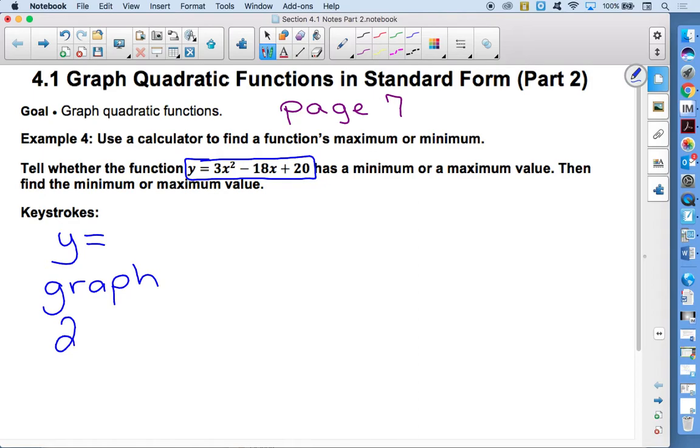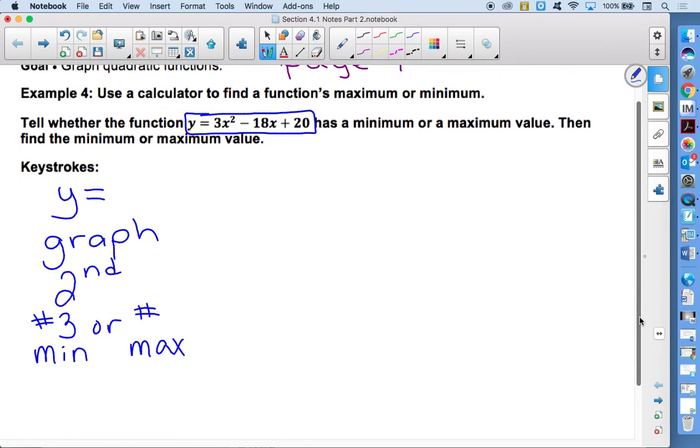We're going to use the second trace button, which we've used before when we were looking at absolute value. And you're either going to use number 3 or number 4 underneath that. So whether we're finding a min or a max, it depends on which one you're going to use. And again, we'll go through this in a minute. I'll show you what buttons to press in a calculator in a minute. After you do that, the calculator is going to ask you to do a few things, and we'll work through that step by step. So the first thing, let's look at this equation.